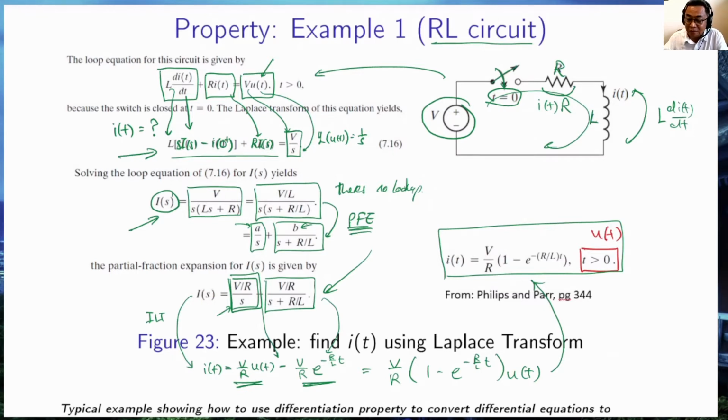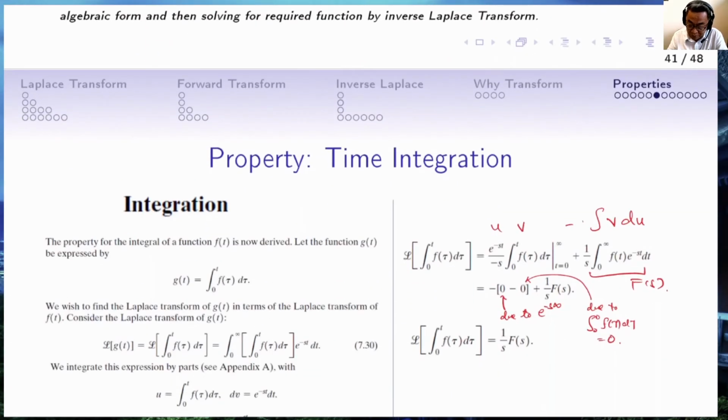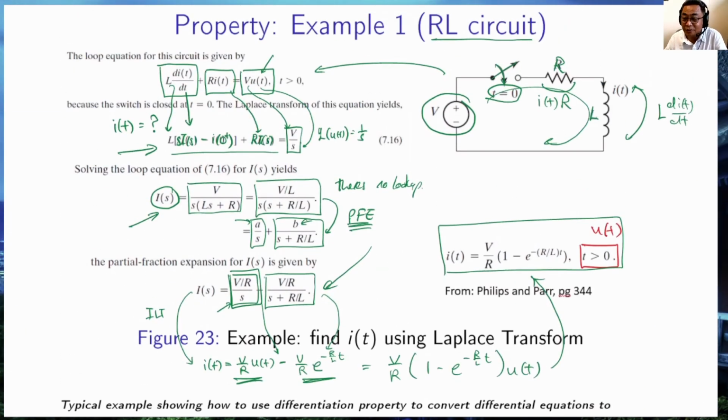Okay, with that, I think that's a whirlwind tour of at least using the property of differentiation for the Laplace transform, or using the Laplace transform on differential equations.